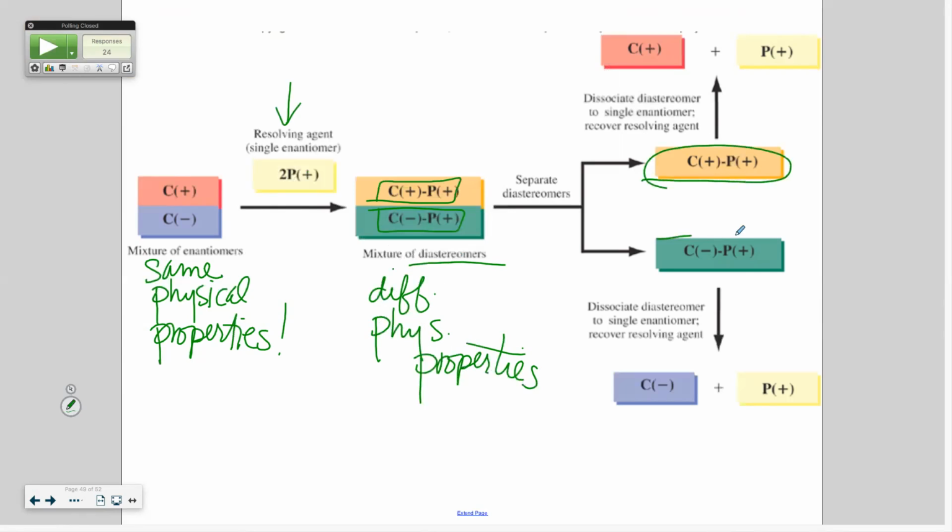So now you've got these two things, the plus plus and the minus plus, and they are in separate Erlenmeyer flasks. You do something else to get the thing you added, the P plus, off. Now you have them separated. Don't get them mixed up. Keep them well labeled. Does that make sense? Then you can hopefully reuse P plus because it's expensive, and you can use it to do another one.